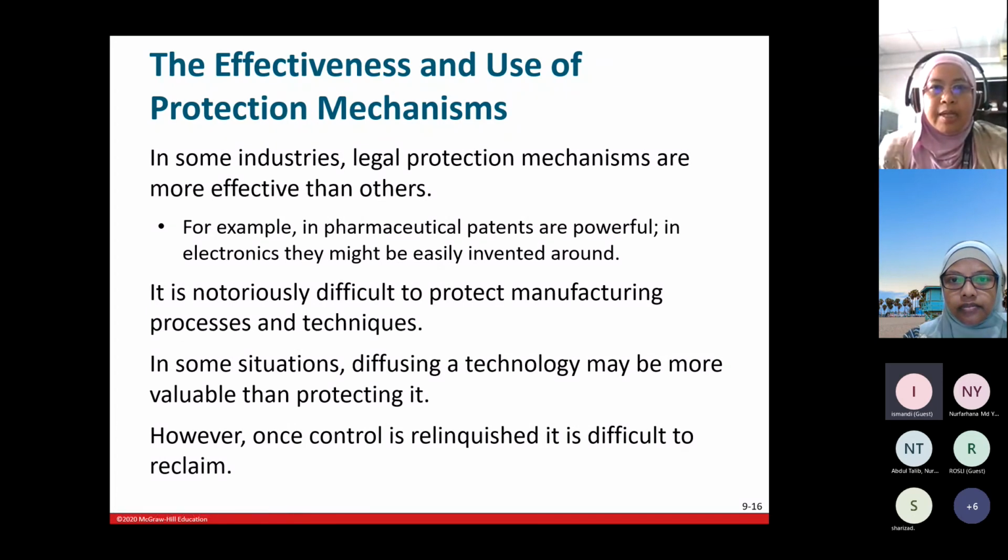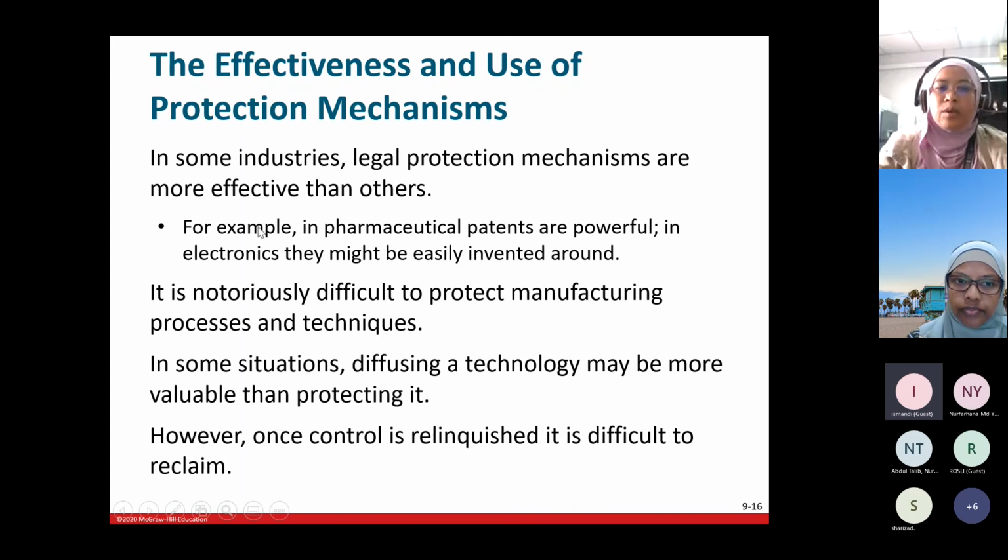Okay. And the effectiveness and use of protection mechanisms. In some industries, legal protection mechanisms are more effective than others. For example, in pharmaceuticals, patents are powerful. In electronics, they might be easily invented around. So for things related to medicine and drugs and so on, their patents are very powerful and it is not very easy to imitate.